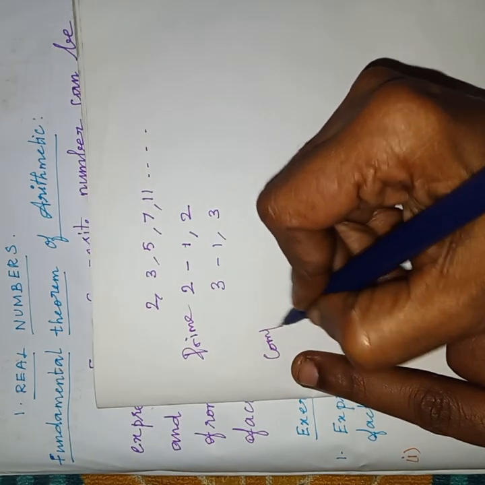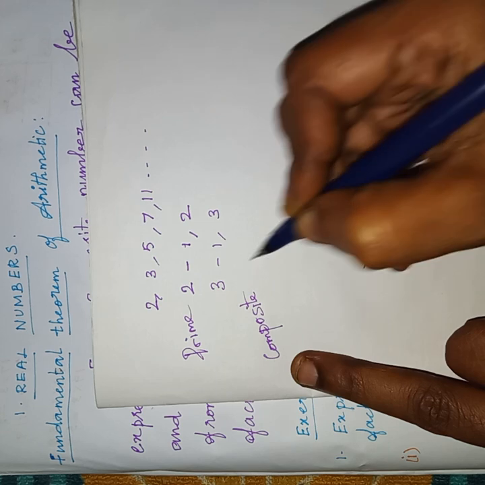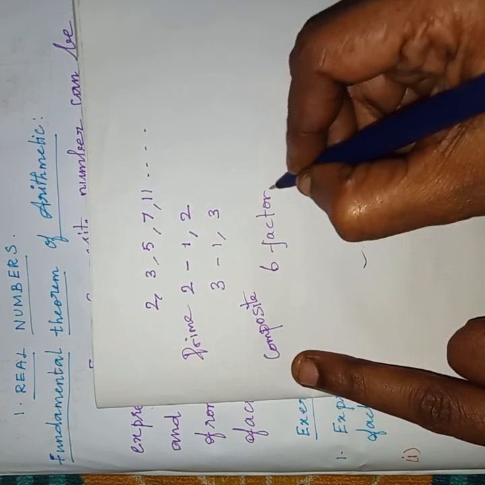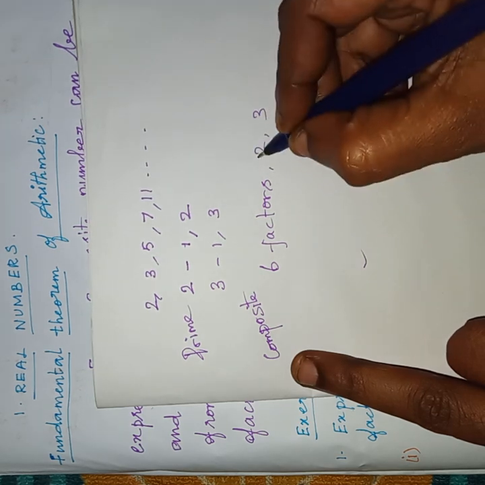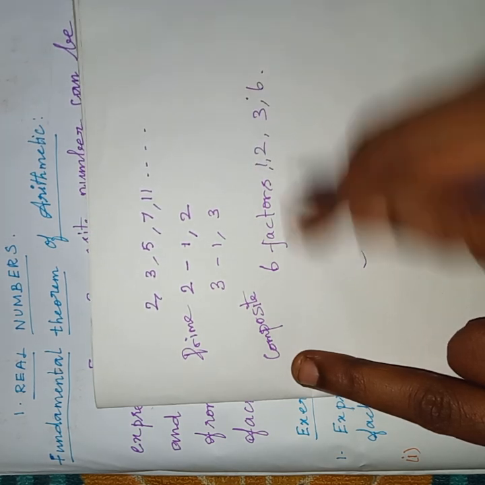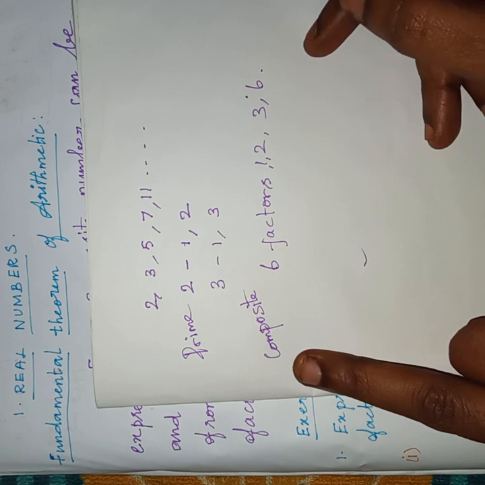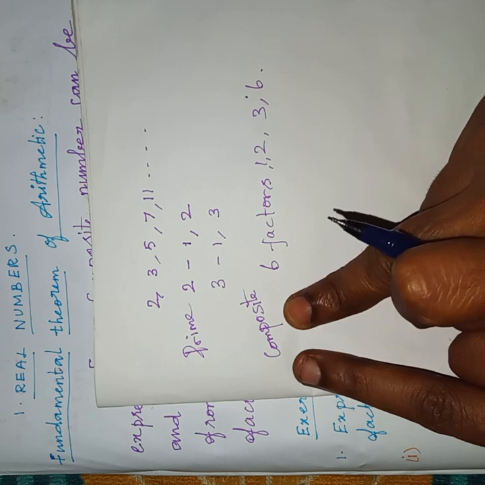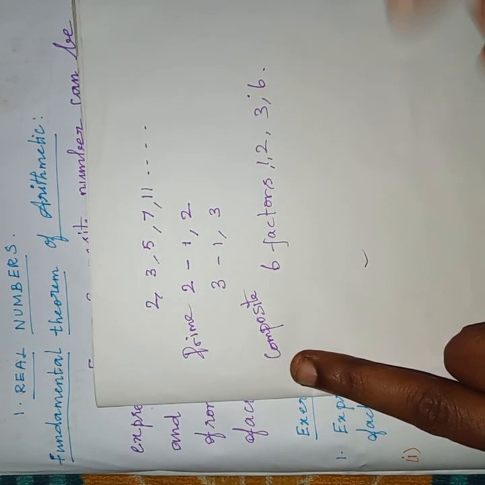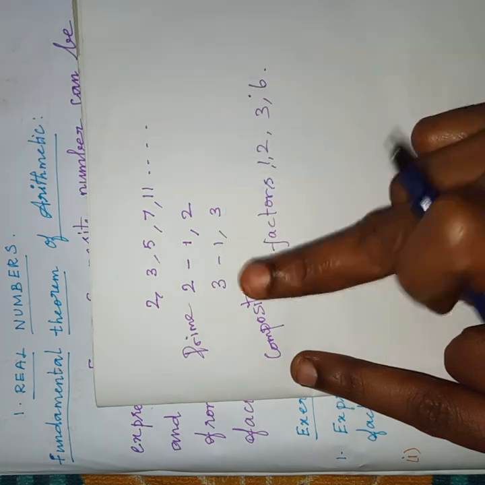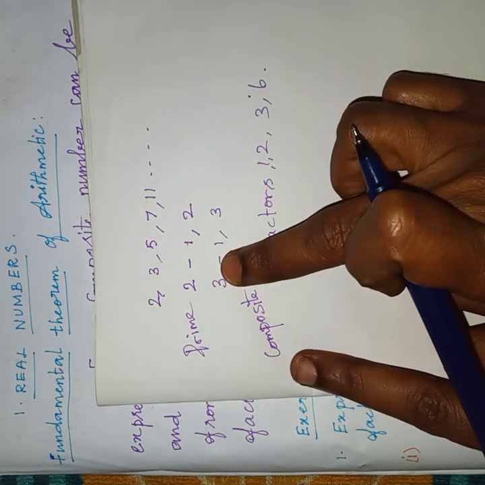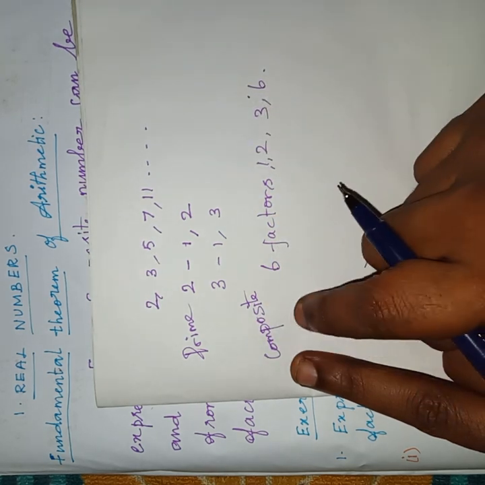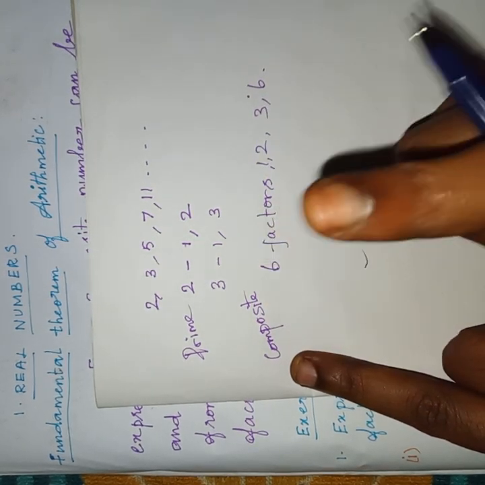A composite number means it has more than two factors. For example, if you take 6, it has the factors 2, 3, 1 and 6. So it has more than two factors. If a number has more than two factors, then it is called a composite number. So now we must be clear about prime and composite numbers. A prime number has only two factors, 1 and itself. A composite number has more than two factors.